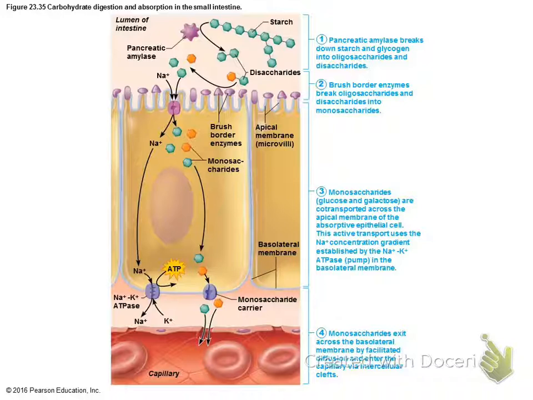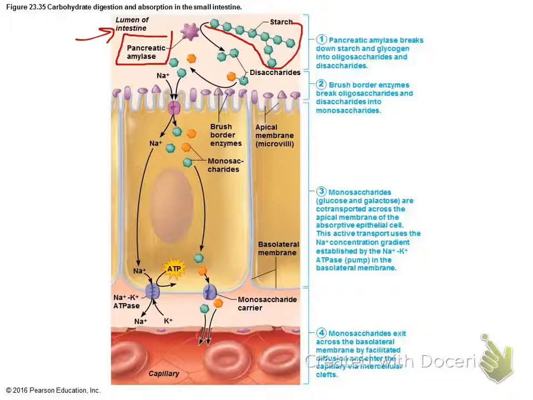But I want you to focus right at the top because notice right at the top we're looking at the lumen, the open space of the small intestine. And we can see that we have our polysaccharide there, starch, right? And we can see that that is being broken down with the use of enzymes. How do you know that that thing that I put a box around is an enzyme? It ends in ASE, exactly.